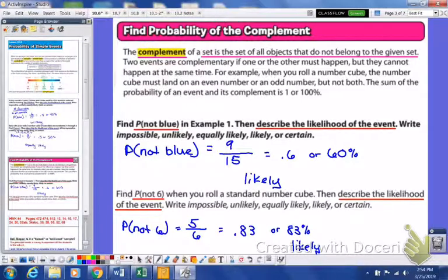And that is the end of this section. It was nice and short. Just don't forget, if it's asking for the probability, we're looking for that number. We're not looking for the words.